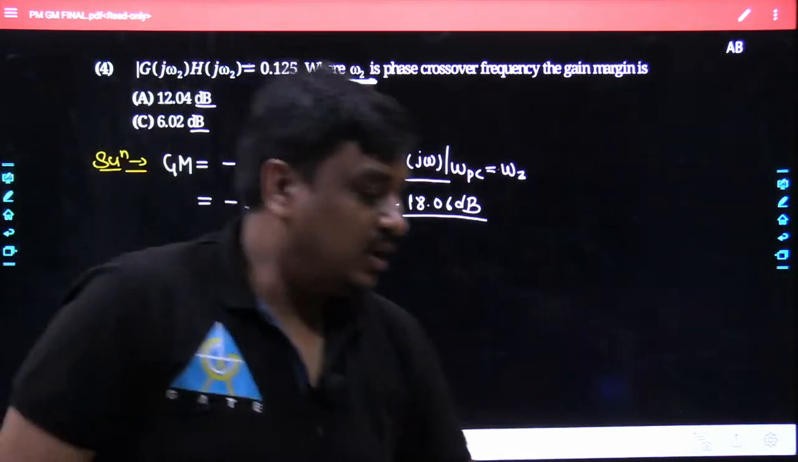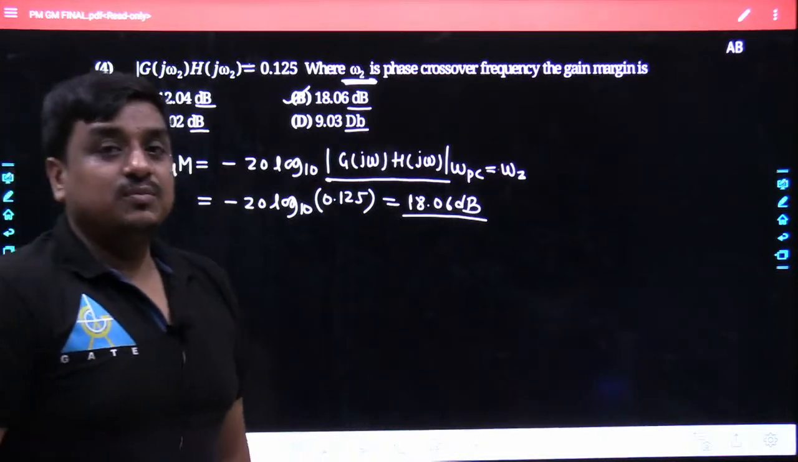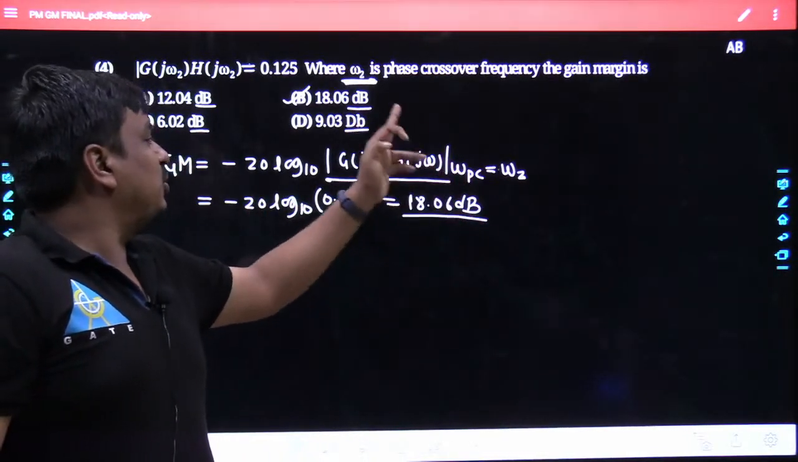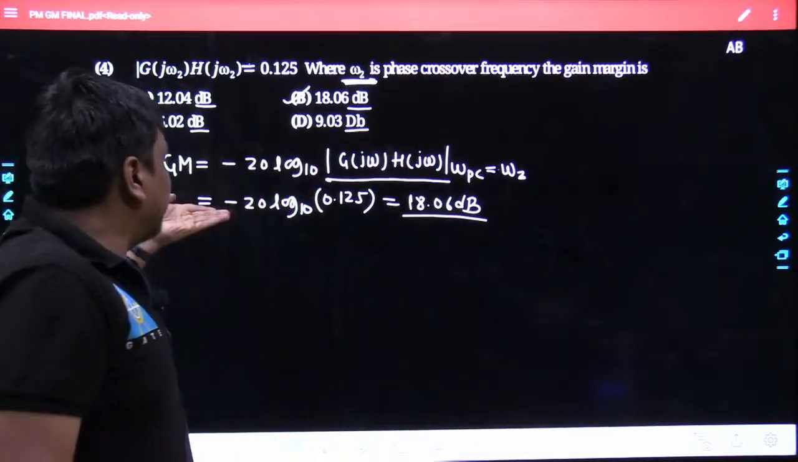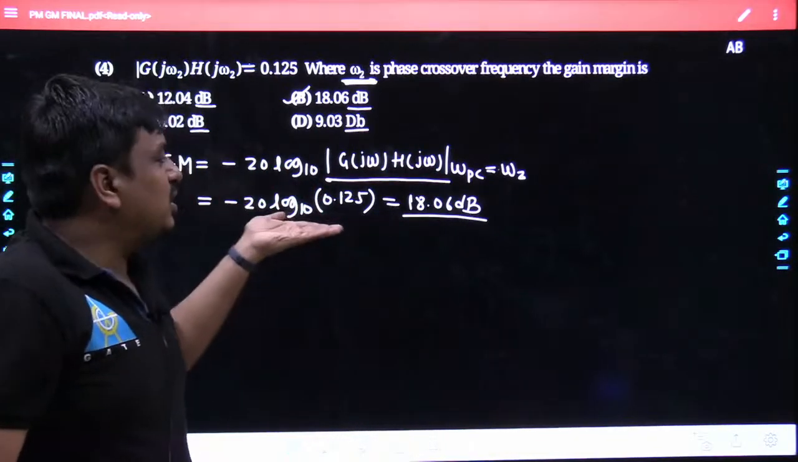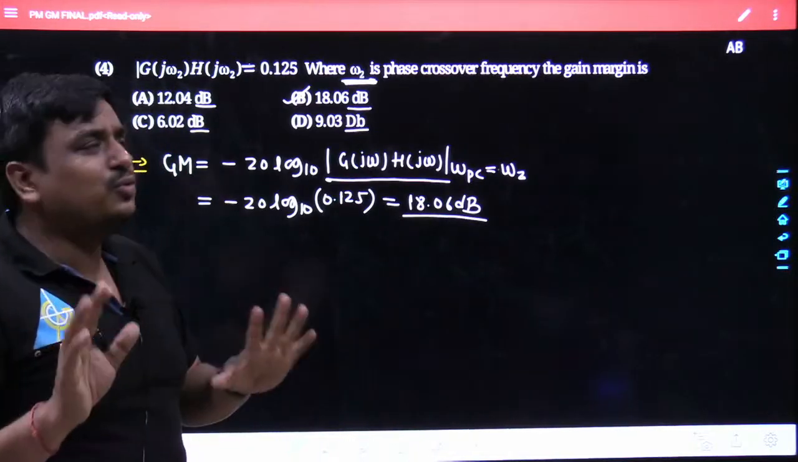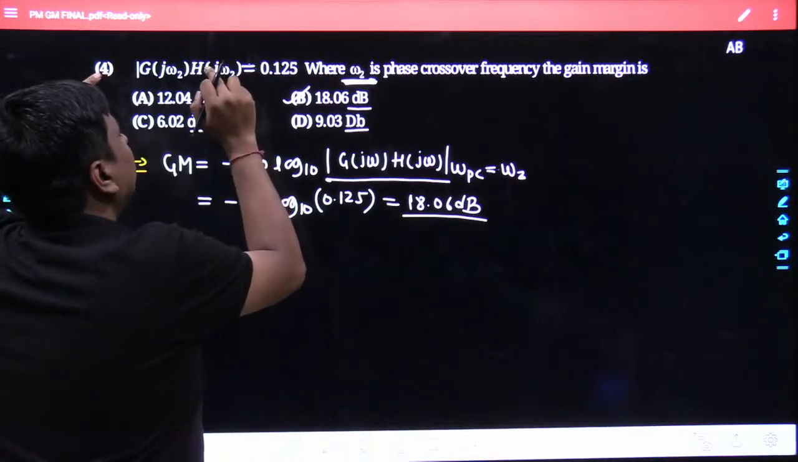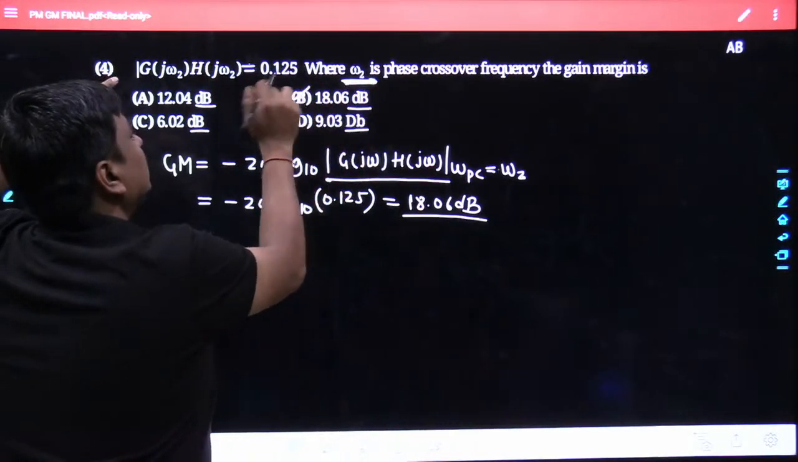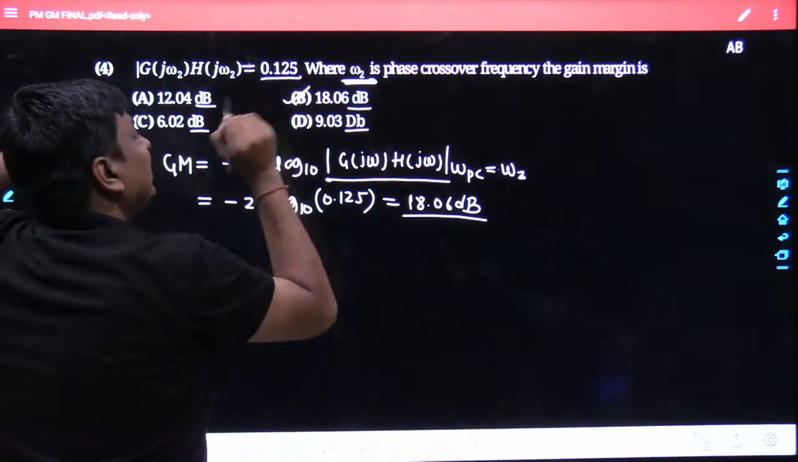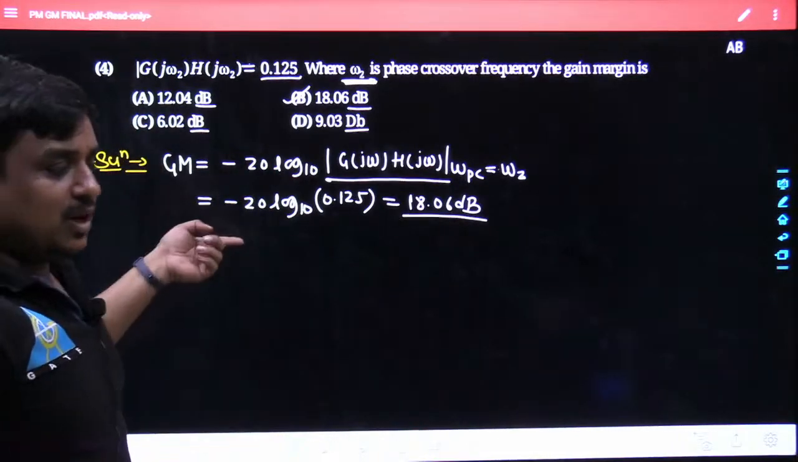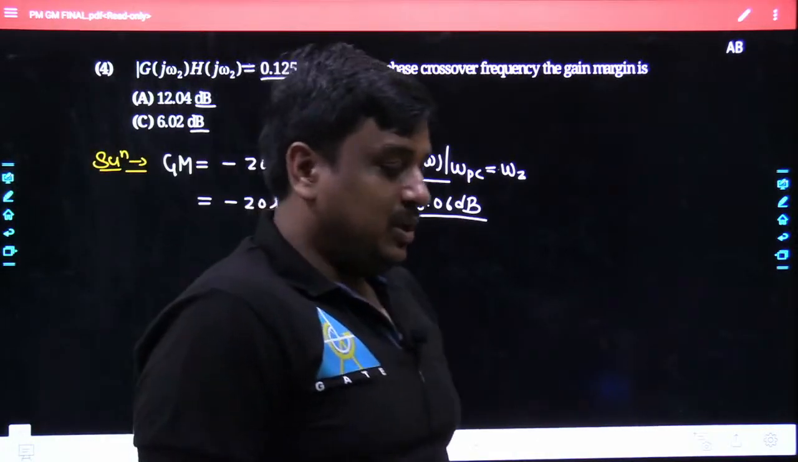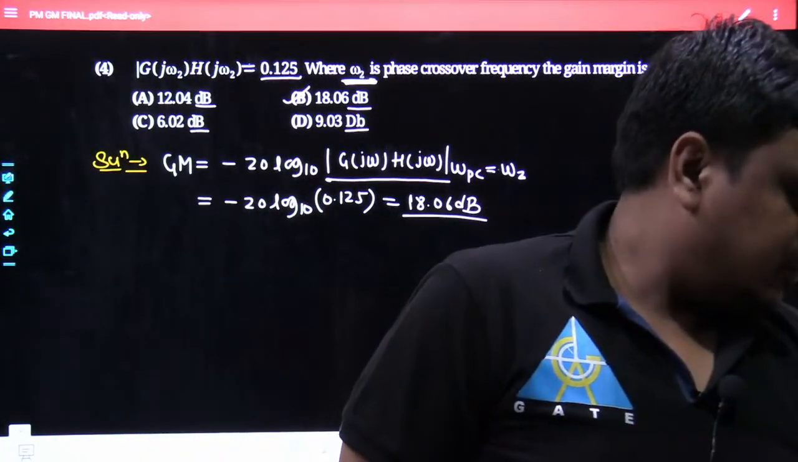See, whenever this problem comes in the GATE examination, first you have to get the value of ωpc, and with the help of ωpc you have to get the gain offered by the system, and after applying this formula you would get the gain margin. But I have designed the easiest problem where the gain offered by the system at crossover frequency was clearly given as 0.125, and I needed to get the gain margin. The gain margin is precisely 18.06 dB. Is that part clear? Nobody should have any doubt.